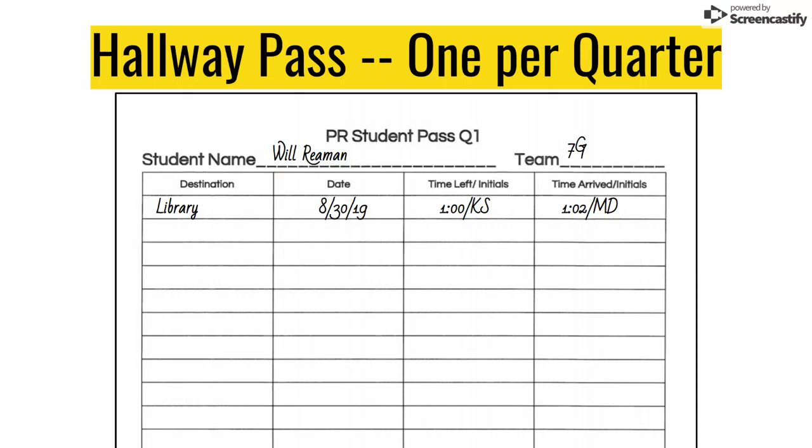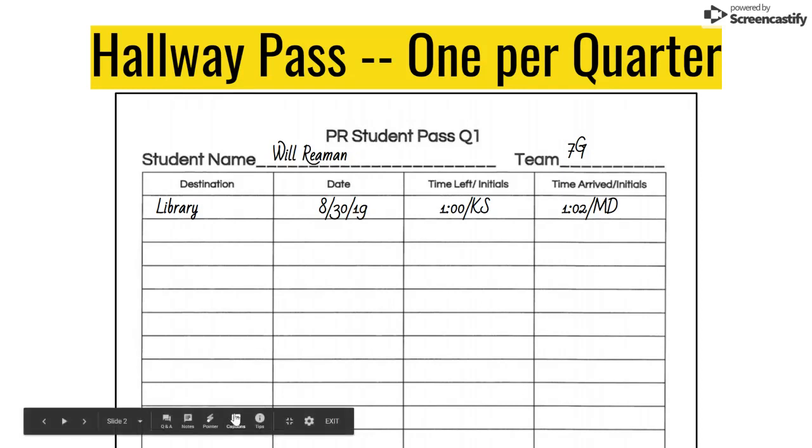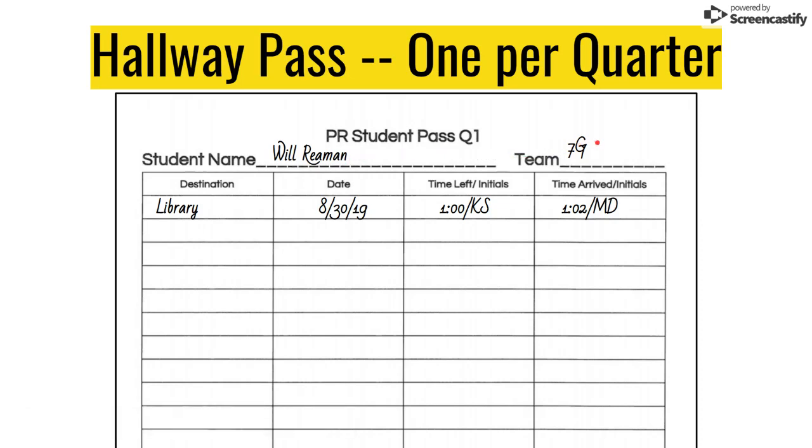So to get started, every student will get one hall pass per quarter, and every quarter your pass will be a different color. When you get your pass, the first thing that you need to do is make sure that you put your name and your team at the top of your pass in ink. So I'm going to show you really quickly just some examples of how to fill out your hall pass.